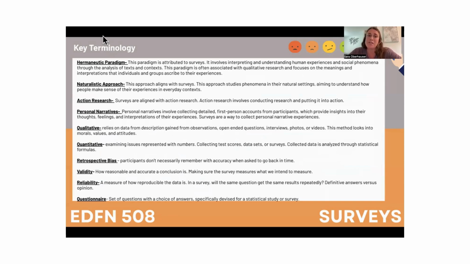Here's some key terminology that is related to surveys: hermeneutic paradigm, naturalistic approach, action research, personal narratives, qualitative, quantitative, retrospective bias, validity, reliability, and questionnaire. A lot of these terms are familiar to us from our readings, but I will point out that surveys are majority quantitative research, examining issues represented with numbers. You will see some qualitative data in there from open-ended questions.